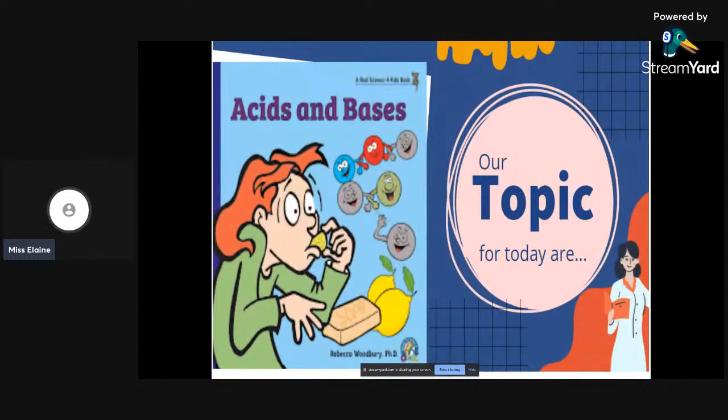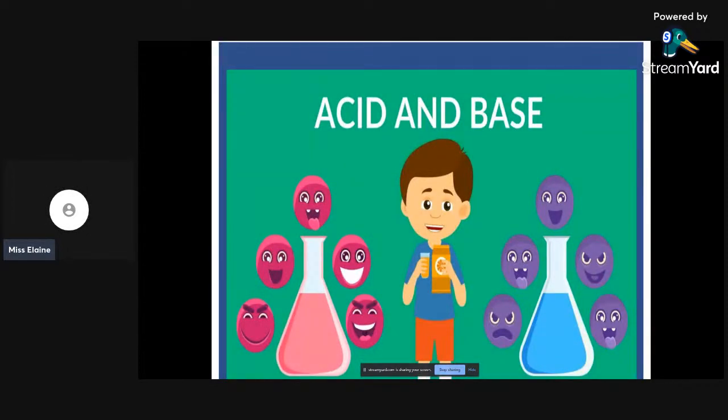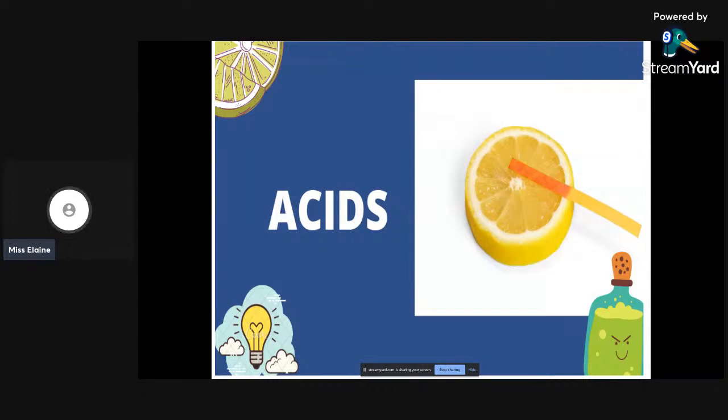So our topic for today is all about what? Acids and bases. So when you hear the word acid, what comes first to your mind? Is it maybe scary, danger? The question is, is it true or not? Acid and base are two classifications of chemical compounds that are opposite to each other when it comes to their properties. So let's talk first. What is an acid?